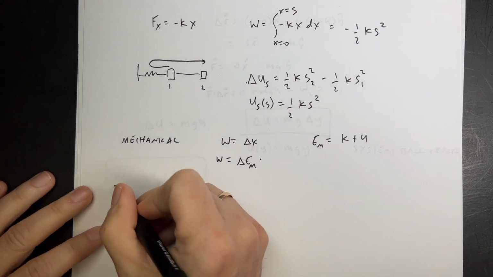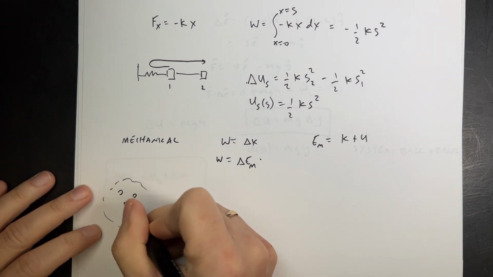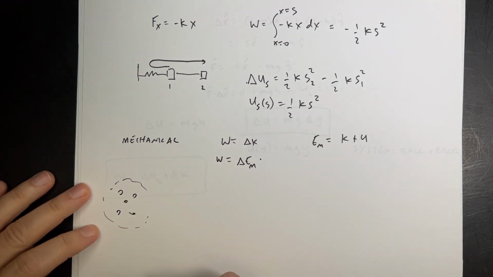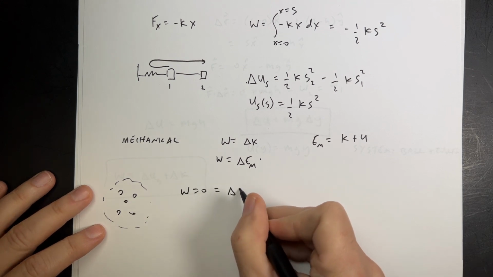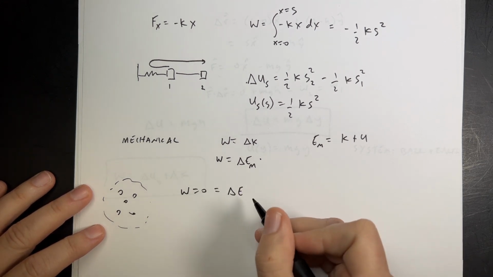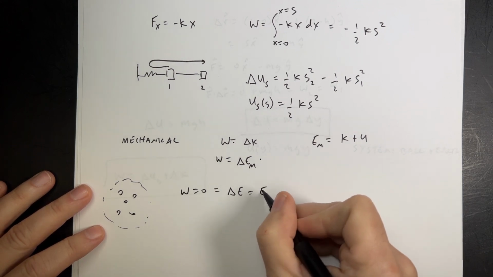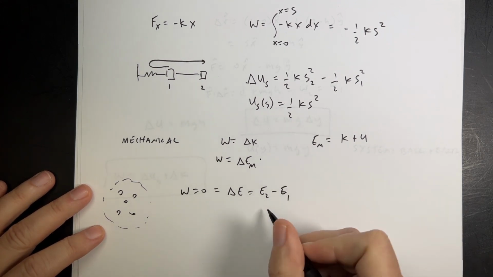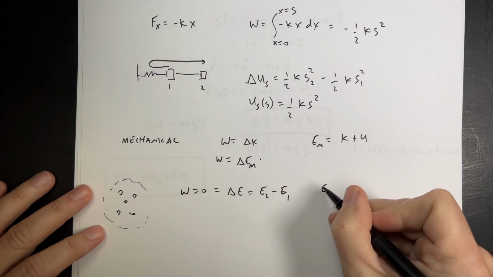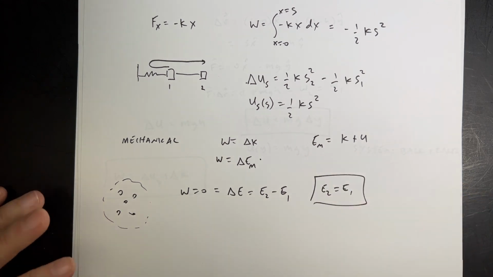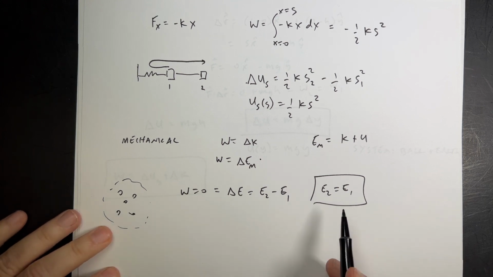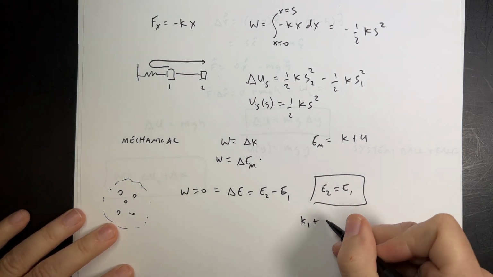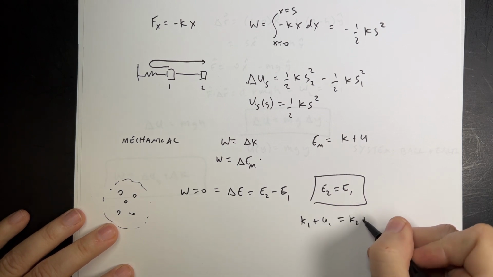Now assume that I have a system with objects and there are no external forces. So in that case, work is 0. So the change in energy is 0. If it goes from position 1 to position 2, this is going to be E2 minus E1. And if that's equal to 0, I can say E2 is equal to E1. This is the conservation of energy. It says that if there's no work done in the system, the total energy doesn't change. And then you could write this as K1 plus U1 equals K2 plus U2.